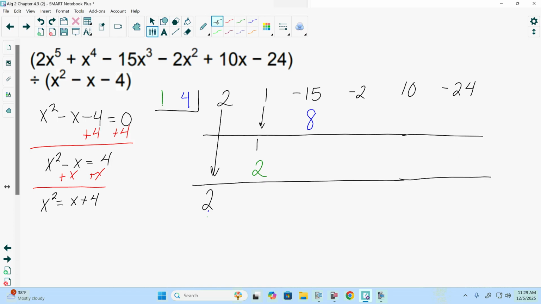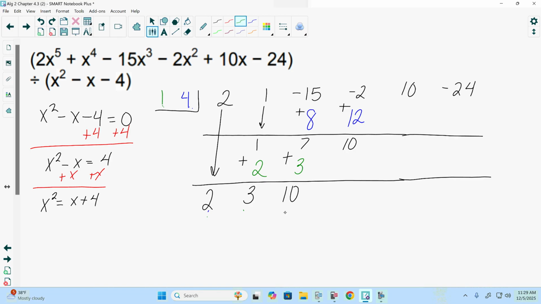Then again, we add straight down. Here, 1 plus 2 is 3. Negative 15 plus 8 is 7. We repeat the process. 1 times 3 is 3. 4 times 3 is 12. And then we add straight down. 7 plus 3 is 10. Negative 2 plus 12 is also 10.